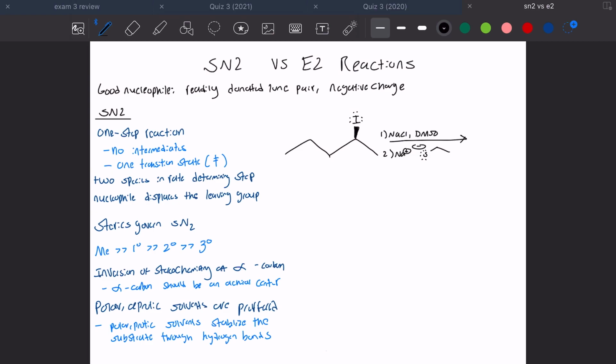And finally, polar aprotic solvents are preferred for SN2 reactions because whenever you have a polar protic solvent, there are hydrogen bonds, and those can stabilize your substrate through hydrogen bonding. That will raise the activation energy of the system and make the reaction much slower. So polar aprotic solvents, which don't stabilize the substrate, are preferred, so the reaction can proceed much faster. Knowing this, we can apply it to the problem that I've drawn.